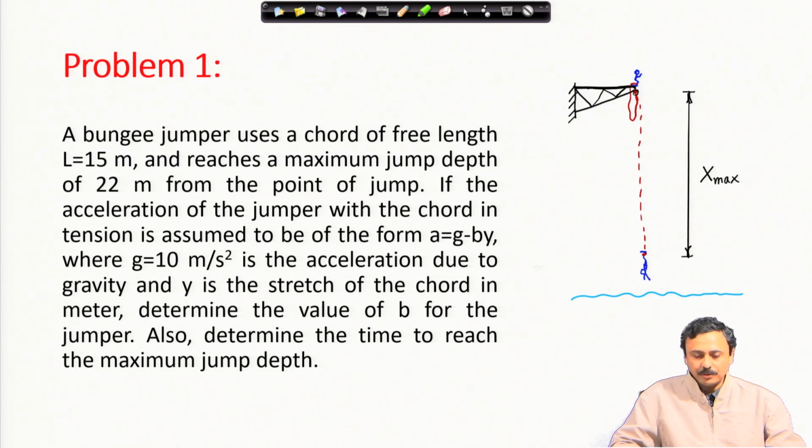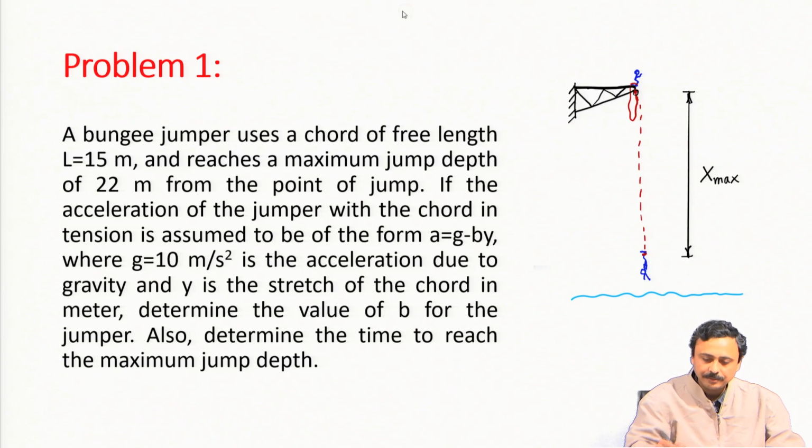If the acceleration of the jumper with the cord in tension is assumed to be of the form a is equal to g minus b times y. So this is the acceleration of the jumper when the cord is in tension. First it will be a free fall, then suddenly the cord will come under tension, and then it is a restrained motion. So during the restrained motion the acceleration is specified to be g minus b times y, where g is 10 meters per second square, the acceleration due to gravity. For simplicity we are taking that, and y is the stretch of the cord in meter. Determine the value of b, the b that appears here.